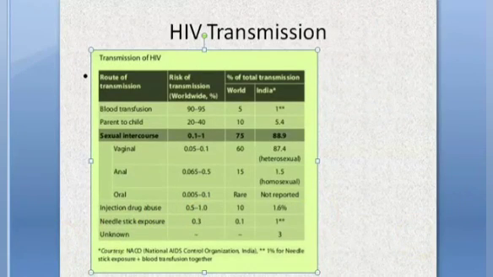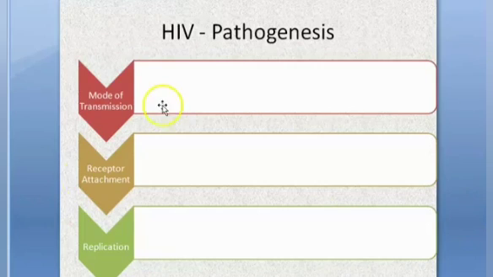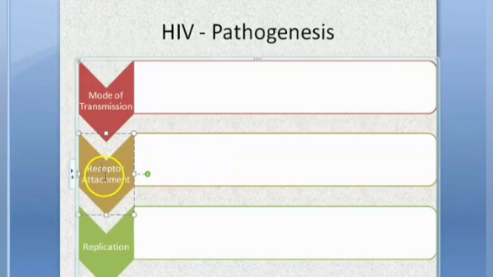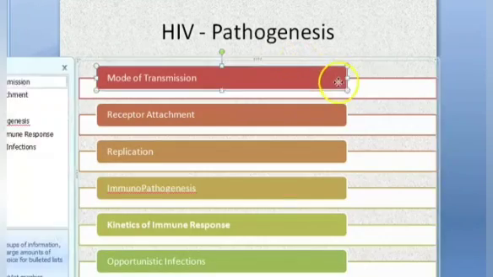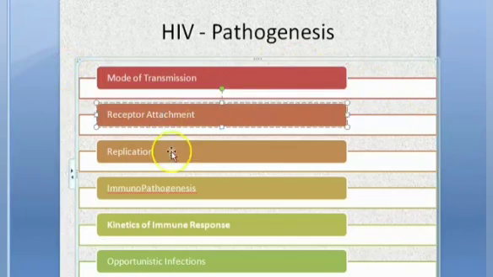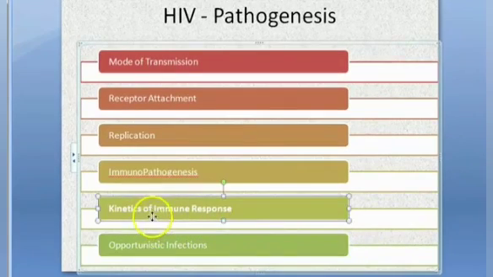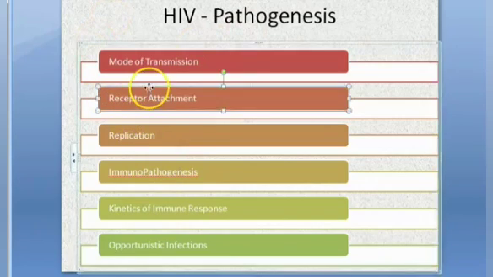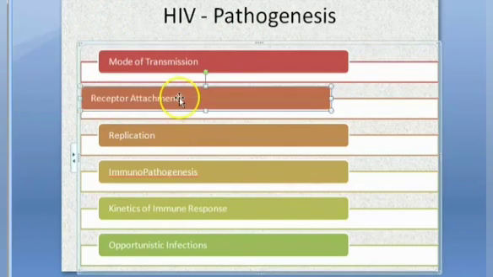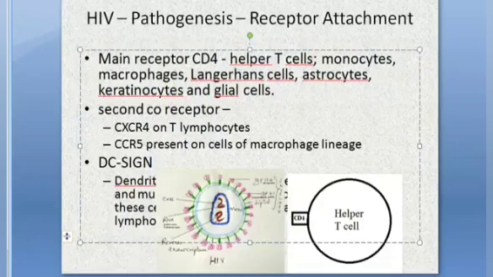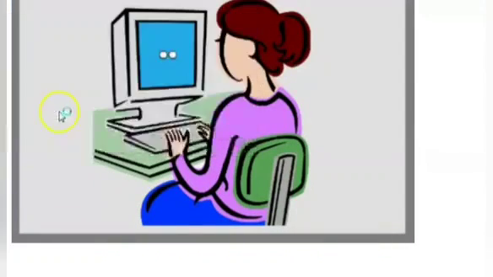Then moving on in pathogenesis, next let us look at receptor attachment. This is not going to be easy. You have to pay attention here to receptor attachment, okay? In pathogenesis, so much is there. Look at this: receptor attachment, then replication of the virus, immunopathogenesis, kinetics of immune response, and opportunistic infections. We'll cover everything, so it is going to be a long journey. Pay attention here. Now we are at receptor attachment. I hope you're awake. So shall we start off with receptor attachment?